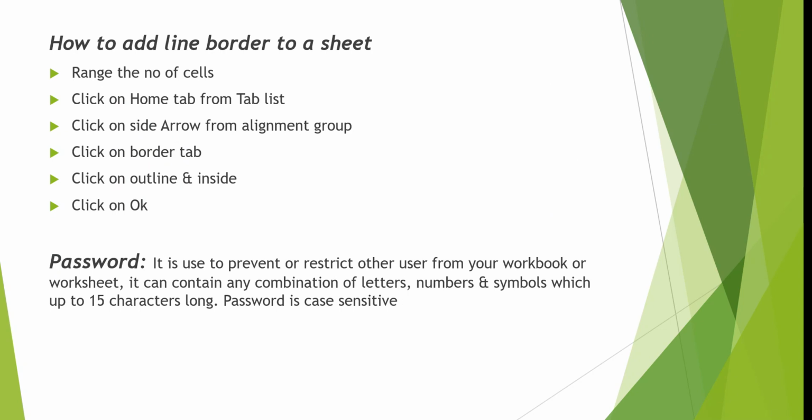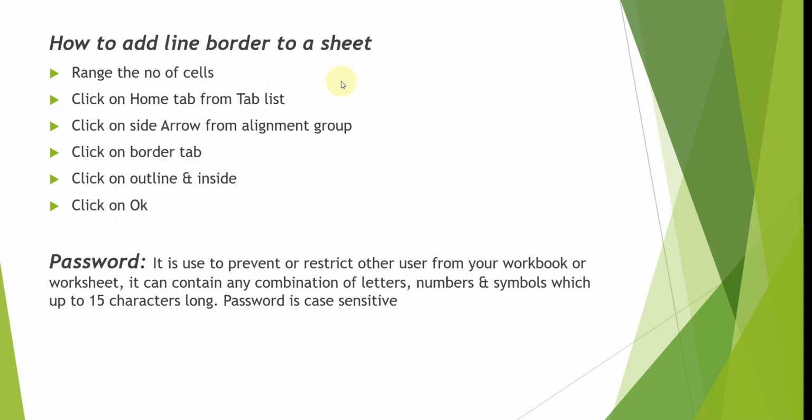Select the range of cells, click on the Home tab from the tab list, click on the side arrow from the alignment group, click on the Border tab, click on Outline and Inside, and click on OK. So you want to put borders between the cells. So this is the step for you to follow. Guys, okay, let's go and try that now.